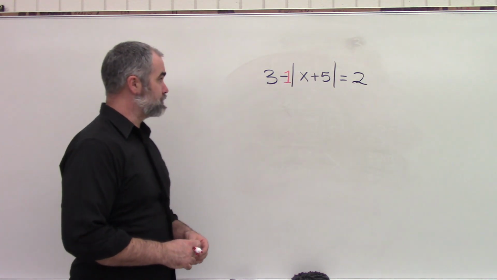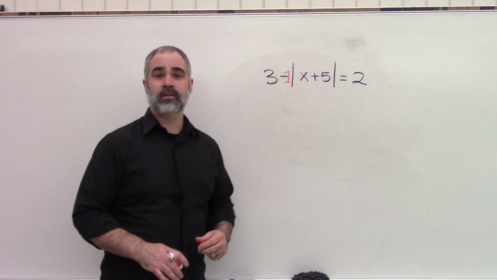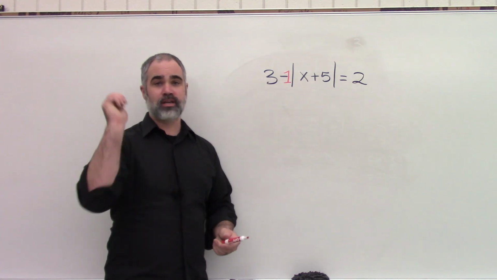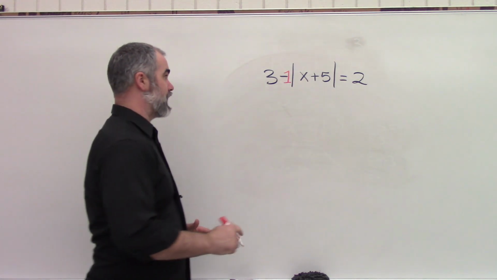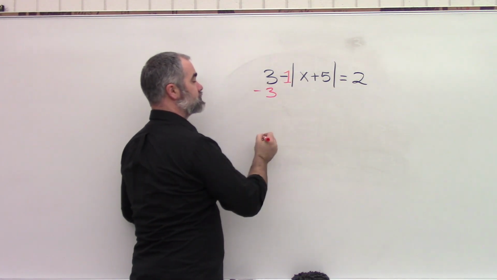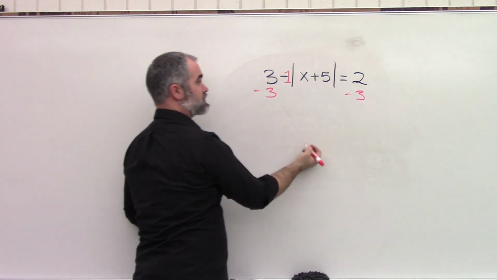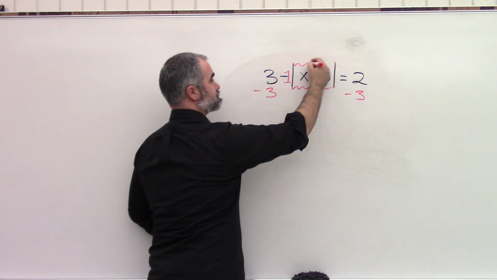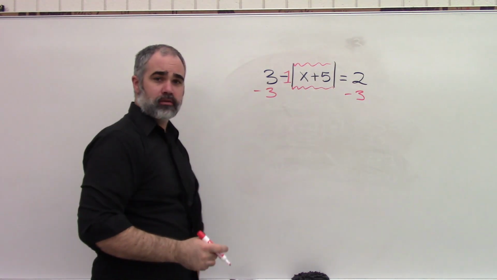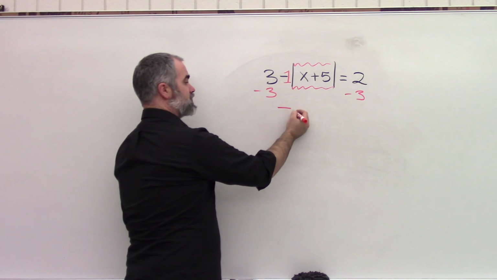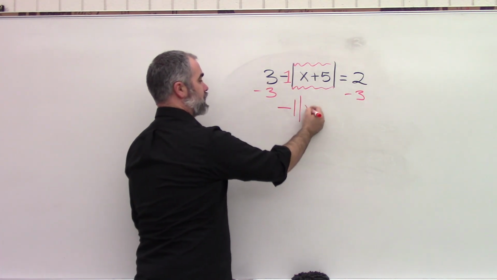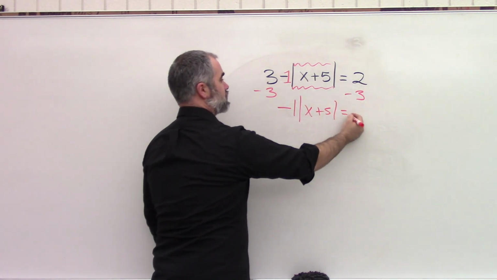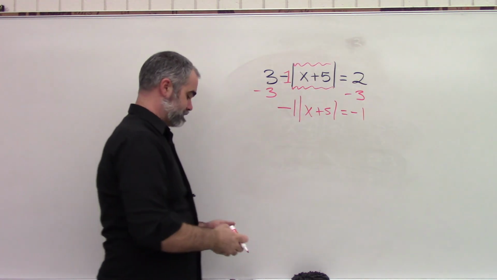Okay, ninjas are super dangerous. If you don't see them, they will stab you in the back or throw a ninja star at you or something. So be really careful about that. So I can solve this the same way I did before. I can subtract 3, again, doing the opposite, treating this like a big variable. That leaves me with negative 1 times the absolute value of x plus 5 equals negative 1.